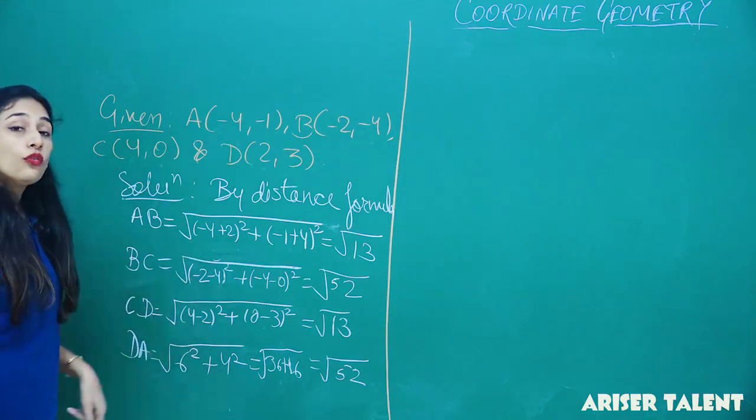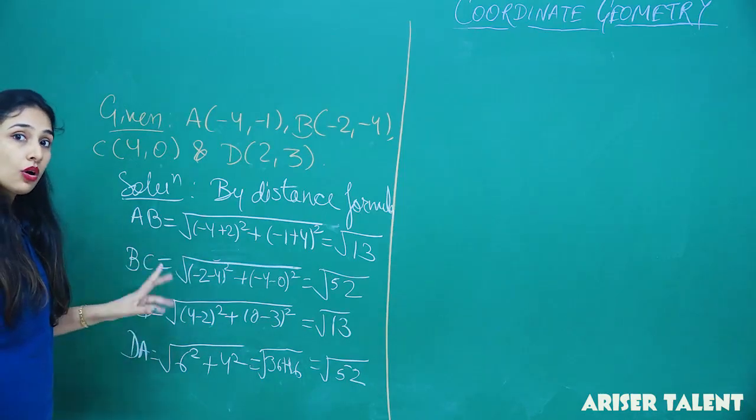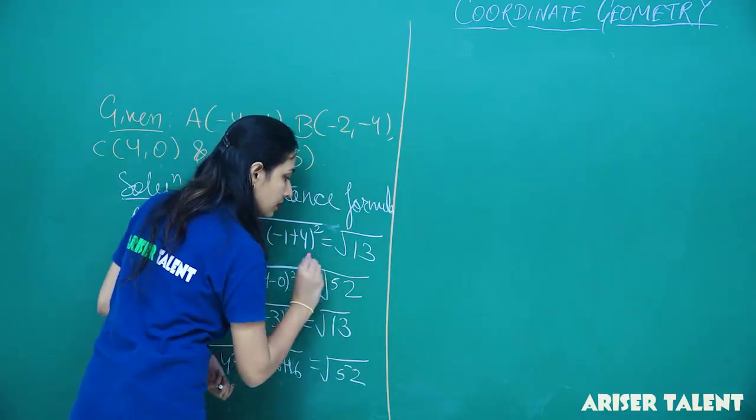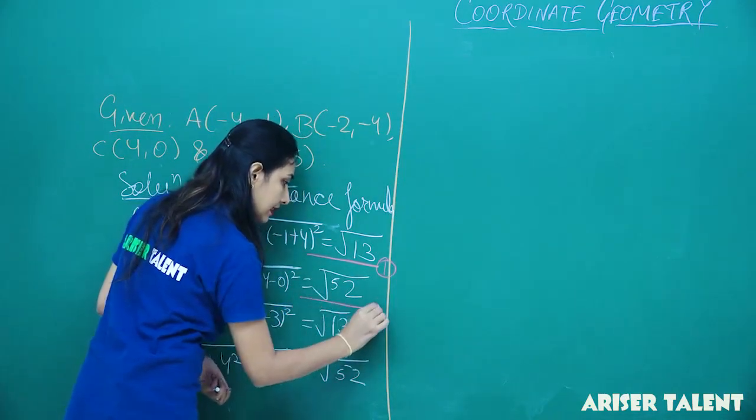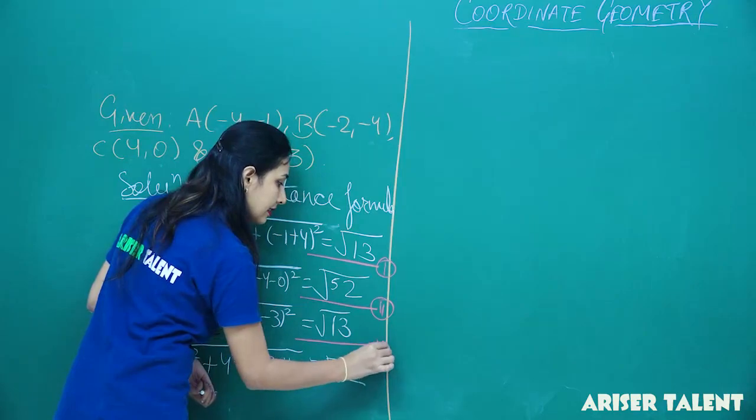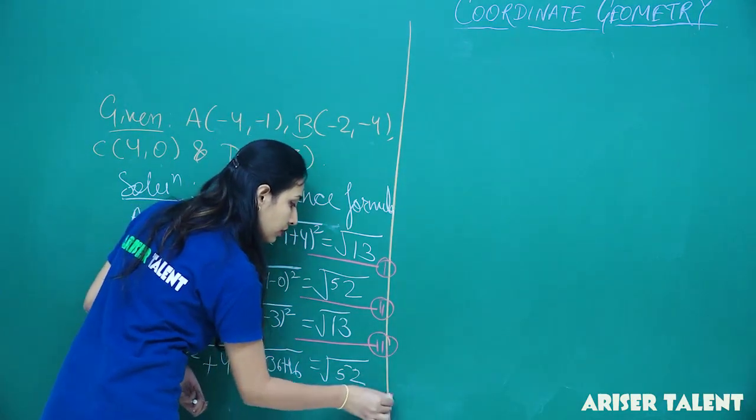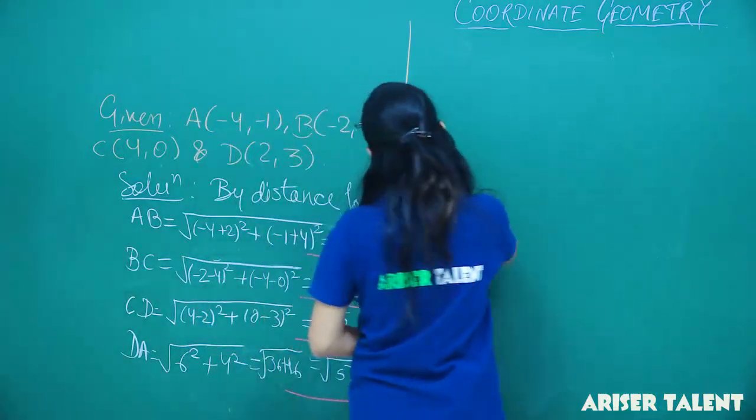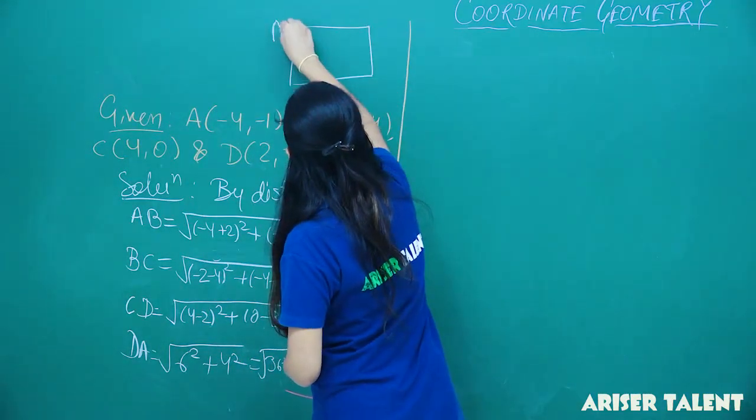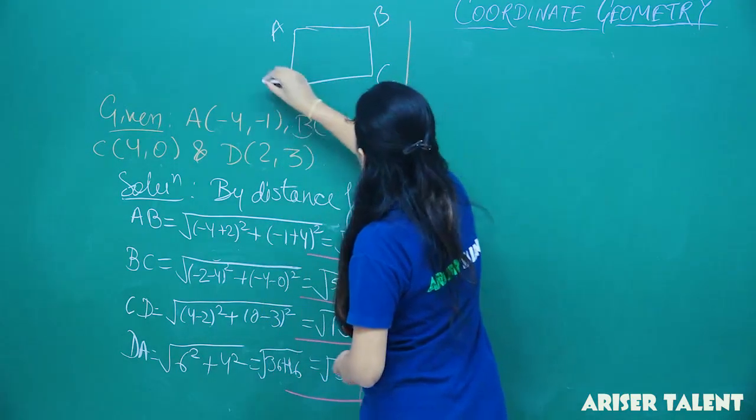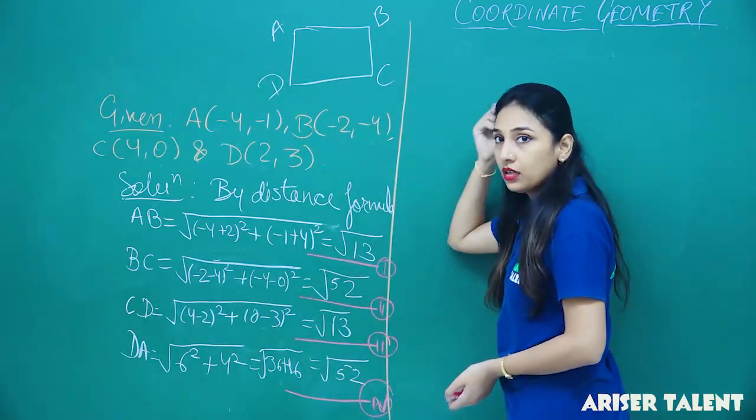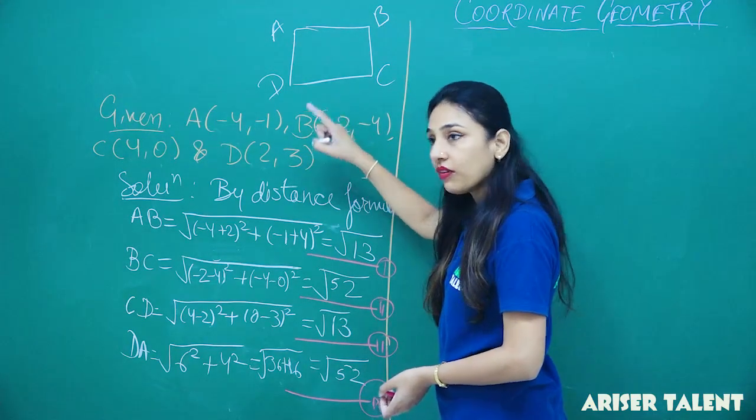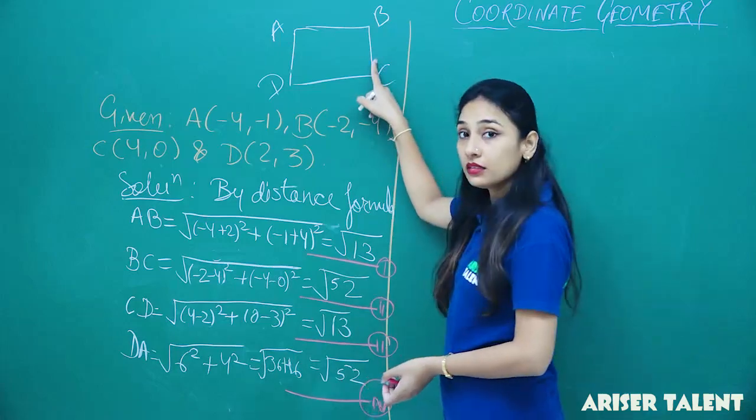Now we have 2 pairs of equal sides. This is first, this is second, this is third, this is fourth. Now understand this: I have this ABCD as a quadrilateral. This quadrilateral is supposed to be a parallelogram, because these 2 sides and these 2 sides are the same.